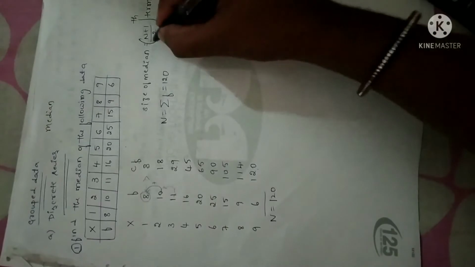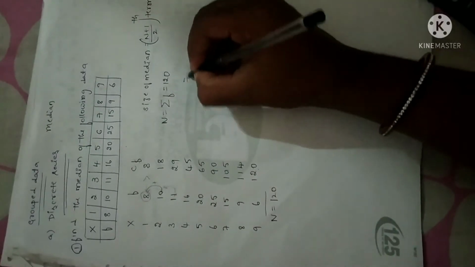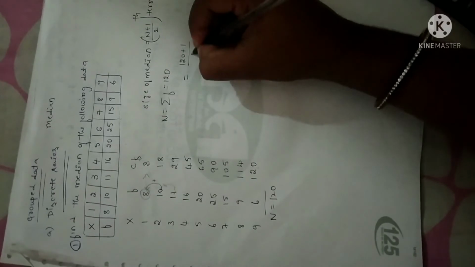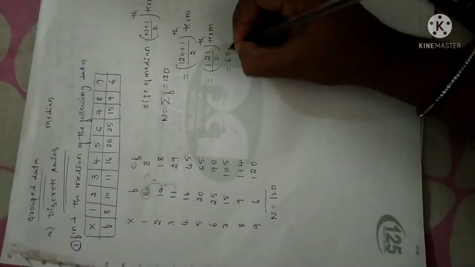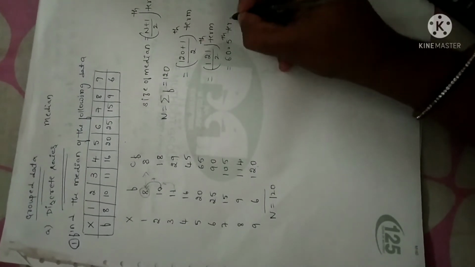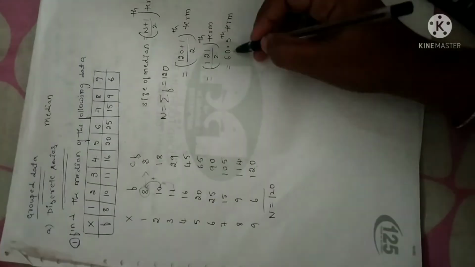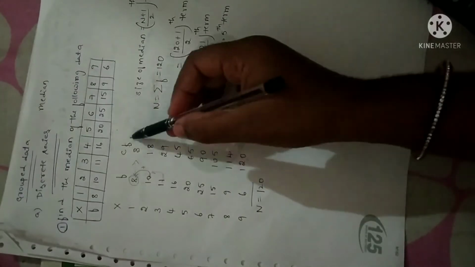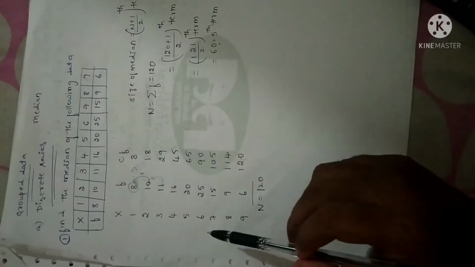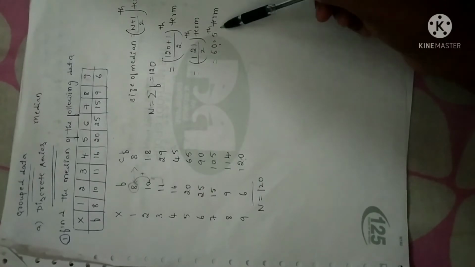Now let me substitute here. The size of the median will be (120 plus 1) divided by 2 th term. So you get 121 by 2, and when you divide, it will be the 60.5th term. Now we have to find the 60.5th term in the cumulative frequency, not in the frequency, as we did in the previous case where we had ungrouped data. Since it is grouped data, we have to find the 60.5th term in the cumulative frequency.